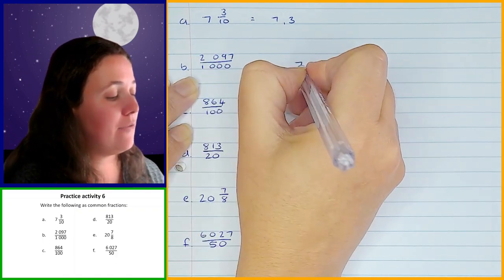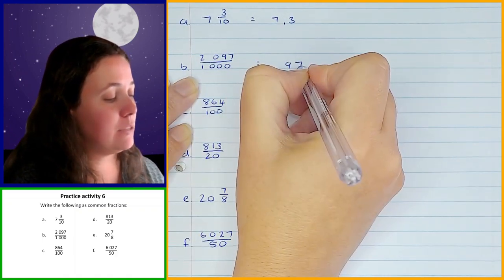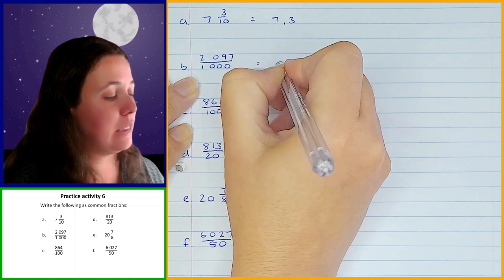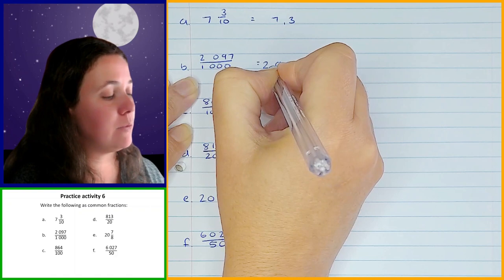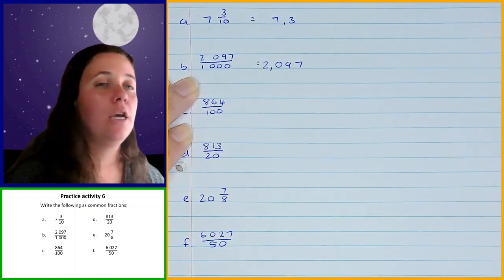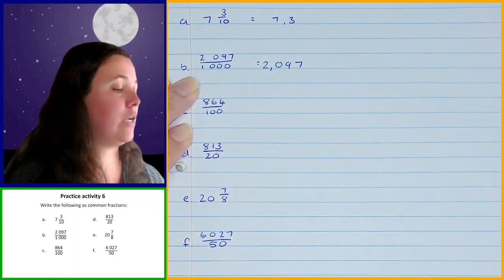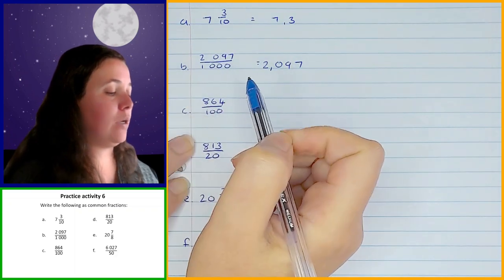So I've got 7 in the thousandths position, this is in the hundredths position, this is in the tenths position, and this will be then in the ones or the units position. So my comma is going to go over there. So that gives me 2,097. So that's what you should get for that one.